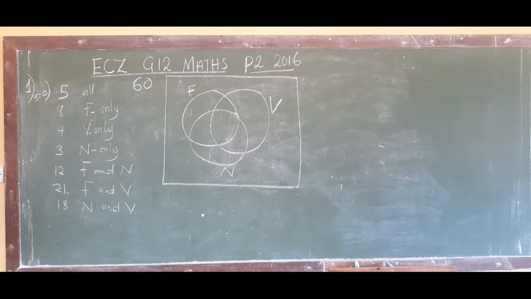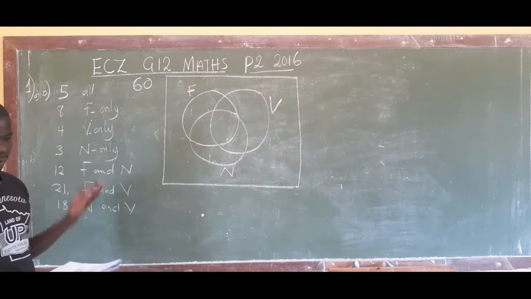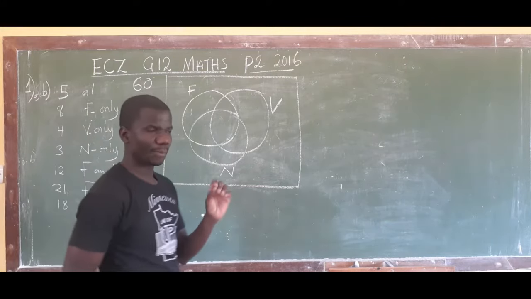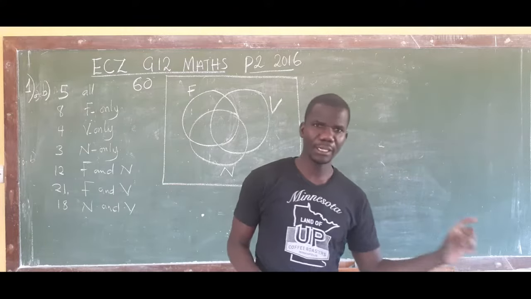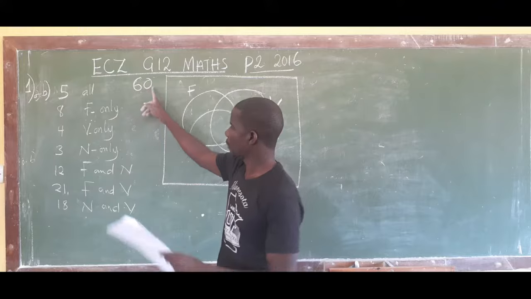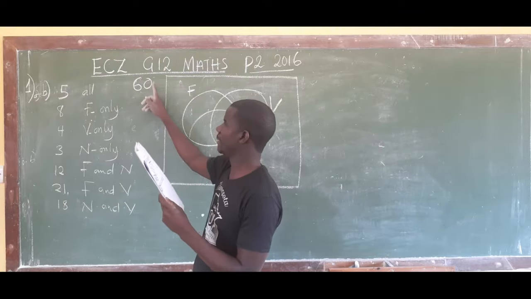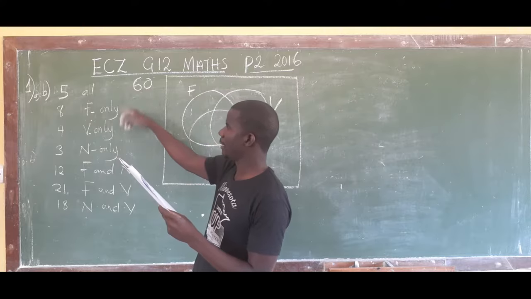Okay, so this is the information that we have. If you looked at the question, pause the video and write down the whole question so that you do not have issues. So we have 60 learners, that is the total.